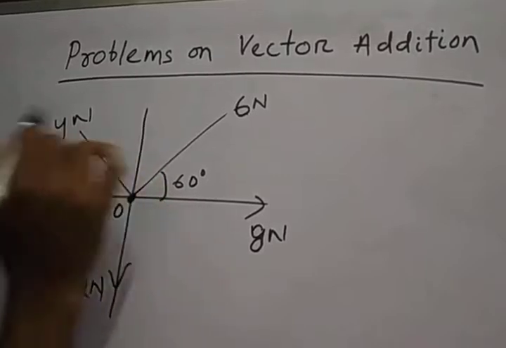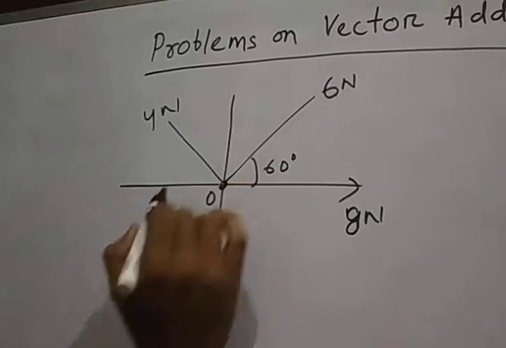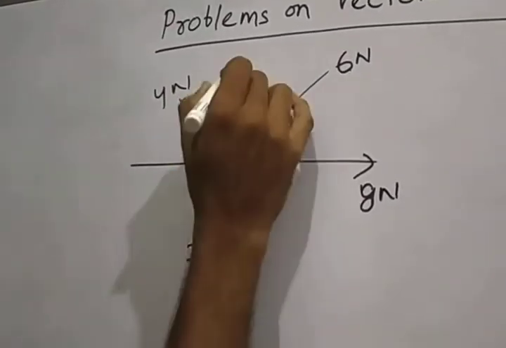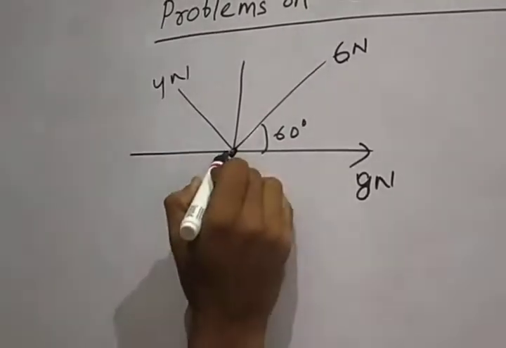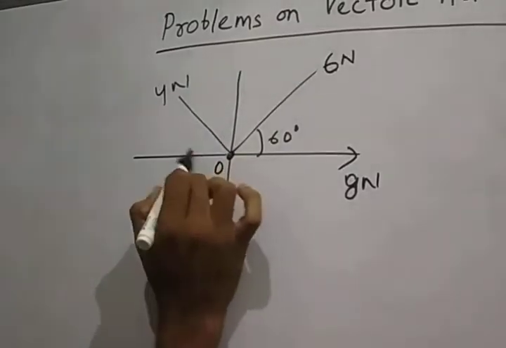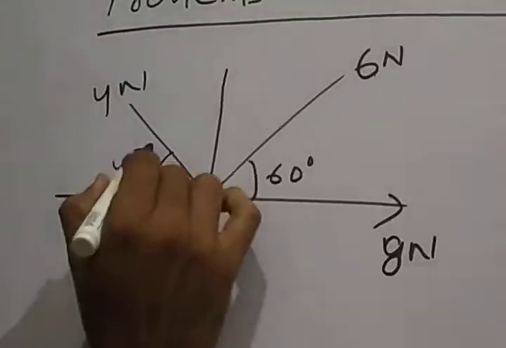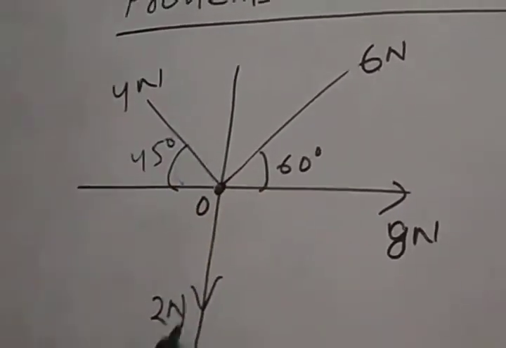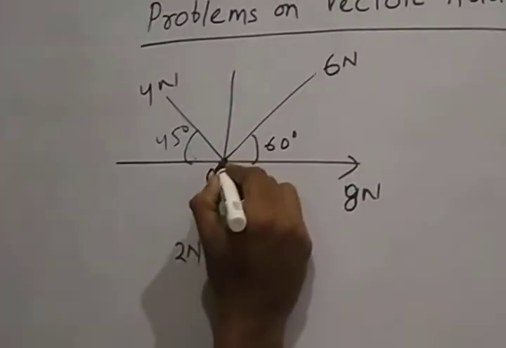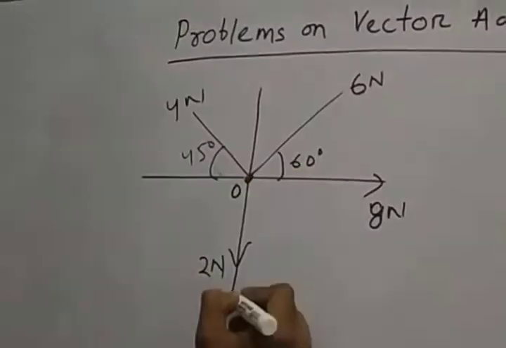Similarly, 4 Newton is another force acting on the point O, making some angle with the x-axis. This is the negative x-axis, this is the positive y-axis. When no angle is given, you can assume it to be 45 degrees. So for the time being I am writing 45 degrees. Now the fourth force, 2 Newton, is acting along the negative y-axis. So this is the origin, positive x-axis, negative x-axis, positive y-axis, negative y-axis.